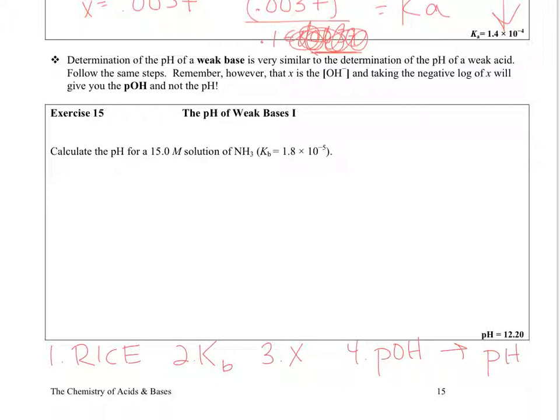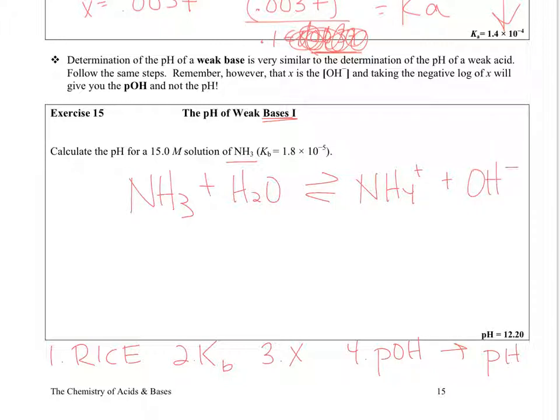All right, so let's start. We have a weak base, NH3. What do bases do? Bases accept a proton or a hydrogen. Where's it going to get it from? It's got to get it from water. So NH3 plus H2O, double arrow, NH4 plus OH minus. This water is a pure liquid, so no effect here.